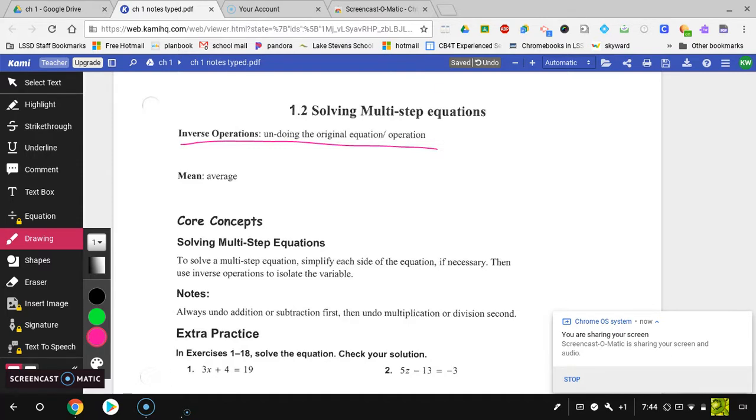So the opposite of addition is subtraction. The opposite of multiplication is division. The mean is another word for the average. Average is where you add up all the numbers that you have and divide by how many numbers there are.